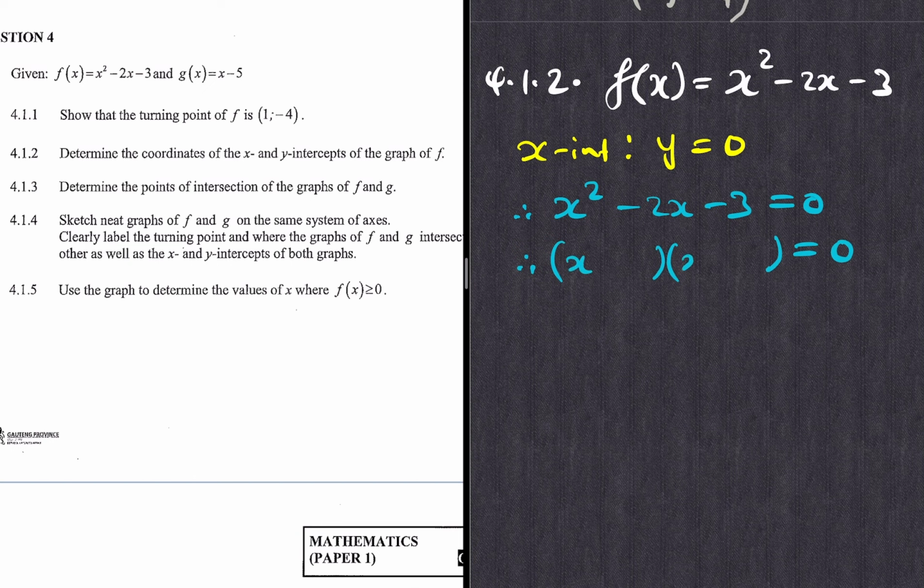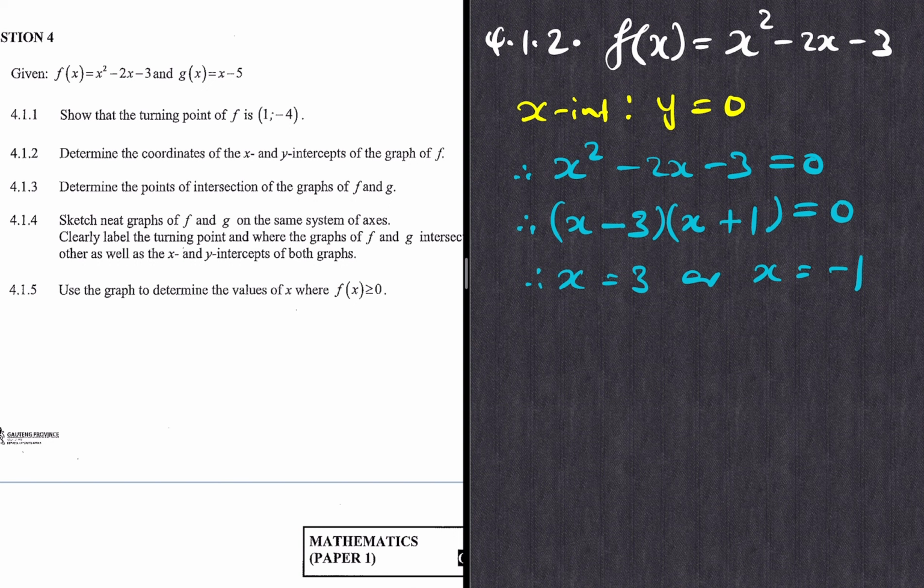You're going to have x and x. The factors here are 3 and 1. It doesn't matter where you place them. What matters is the sign here. The bigger number between 1 and 3 must take the middle sign. So 3 is bigger than 1. I'm going to have a negative there and a positive 1 there. Okay, therefore x equals positive 3 or x equals negative 1.